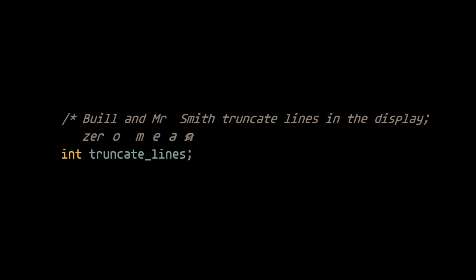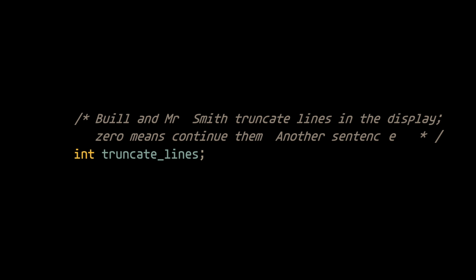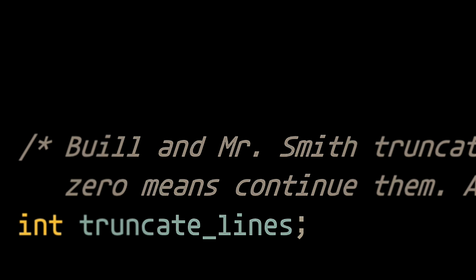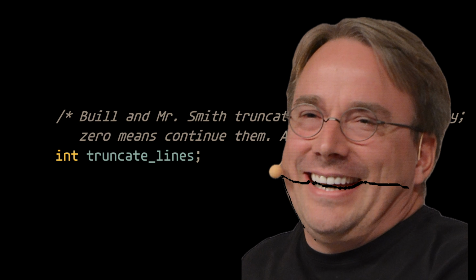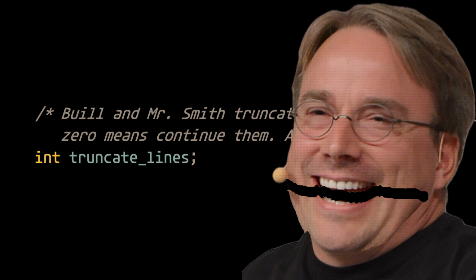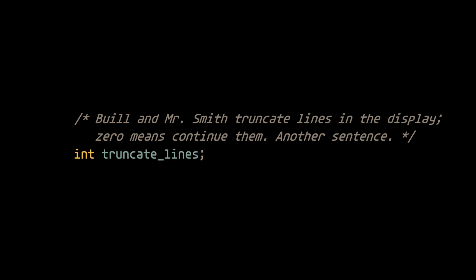Because in a comment like this one, how does Emacs distinguish between the end of a sentence and the period used in an abbreviation, like Mr.? I'll tell you how. You add code that can handle sentence boundary detection. I mean, what are we, in the 4th grade?